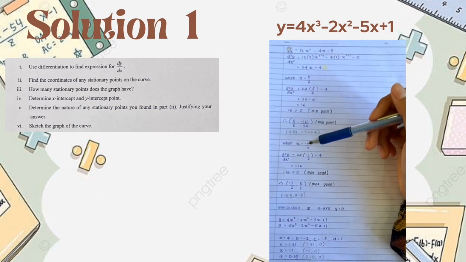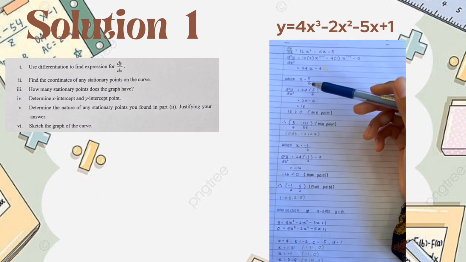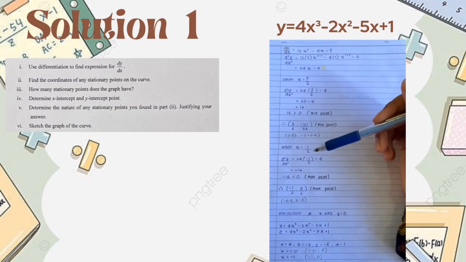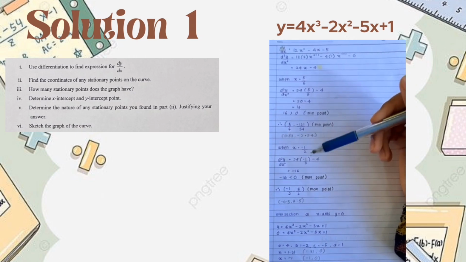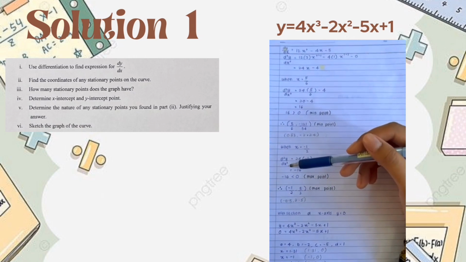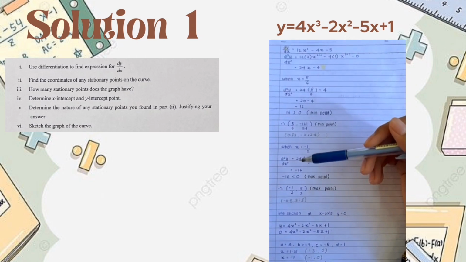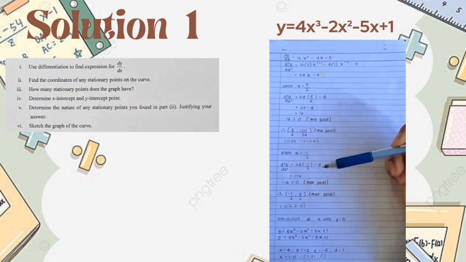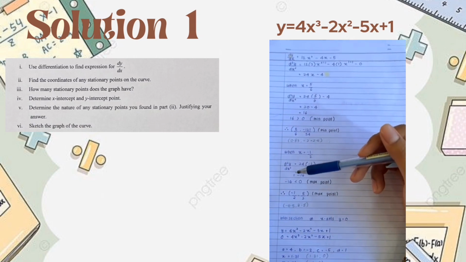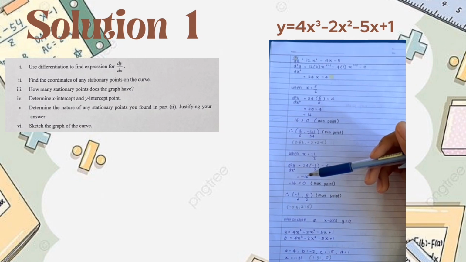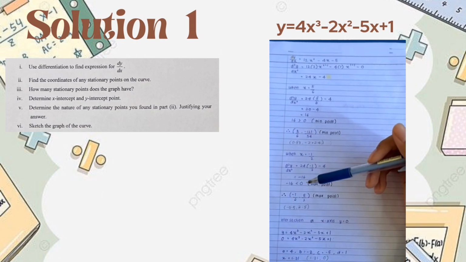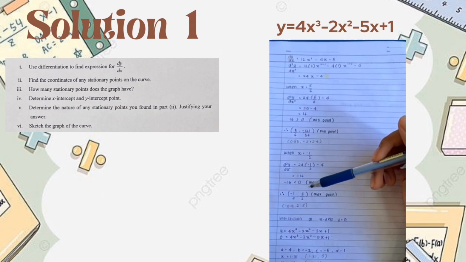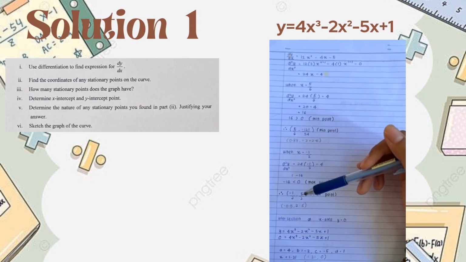Also, we have to do the same thing, but now we substitute x with negative half, where d2y over dx squared is equal to 24 times negative half, minus 4. So we get the answer negative 16. Negative 16 is less than 0, so it is a maximum point. Therefore, for the maximum point, the coordinate is negative half, 5 over 2.